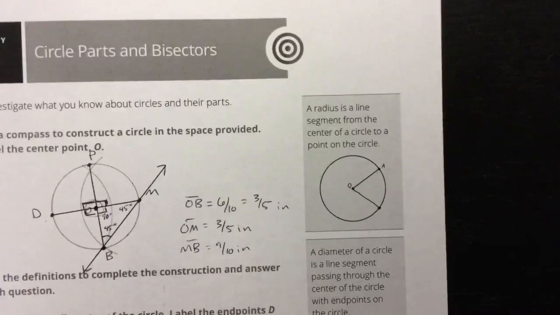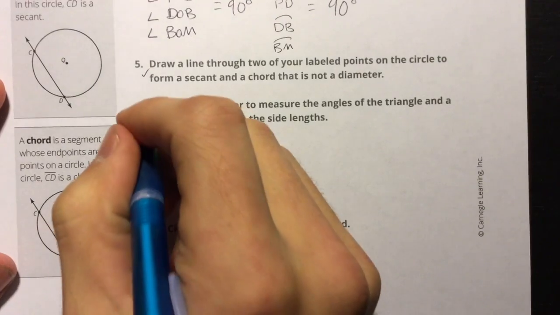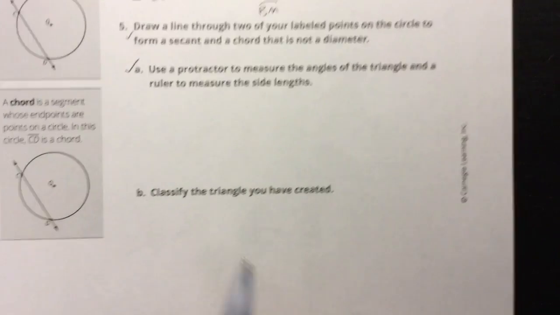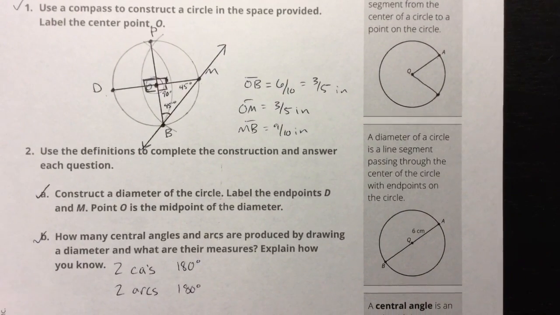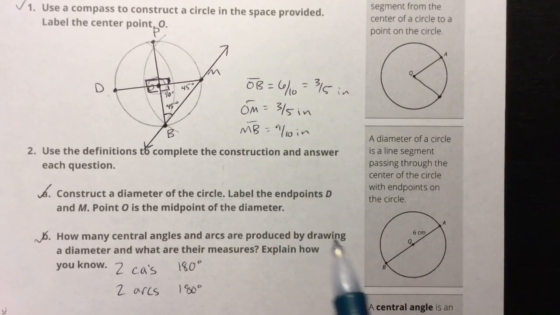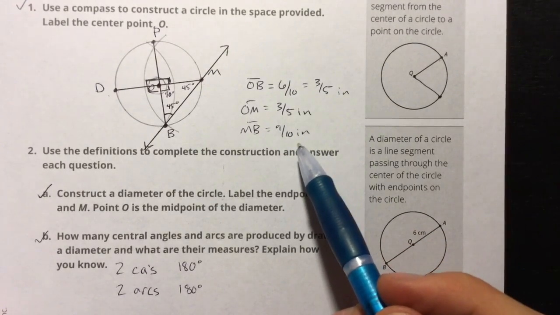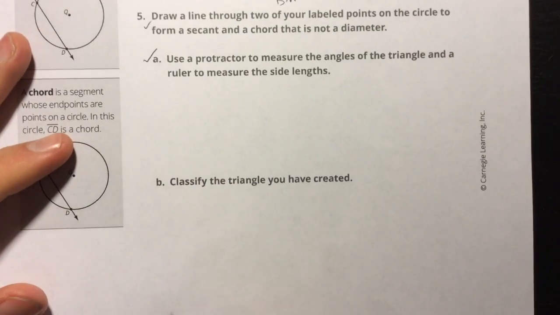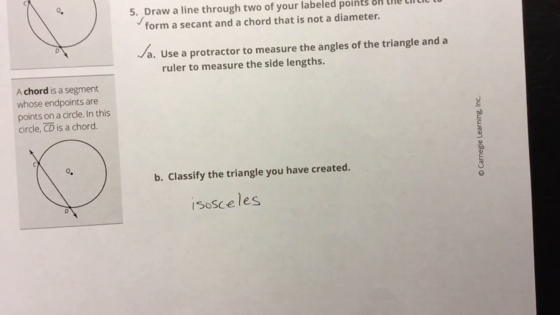Okay, so now we've done that. I should have put these measurements under here, but we did label them, so we are good to go. Now we need to classify the triangle that we have created. One thing that we know about triangles and their side lengths is that if we have a triangle with 2 side lengths that are the same, it is isosceles. We do have 2 side lengths that match here, and a third one that does not match. That would make this an isosceles triangle. So classify the triangle you've created. We would say isosceles. Okay, sweet.